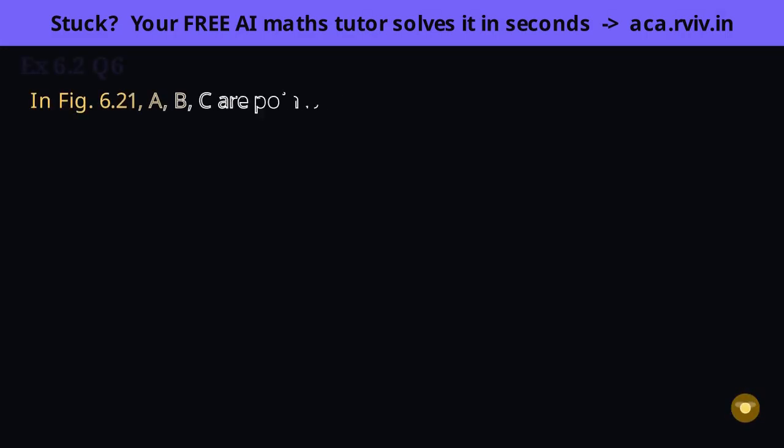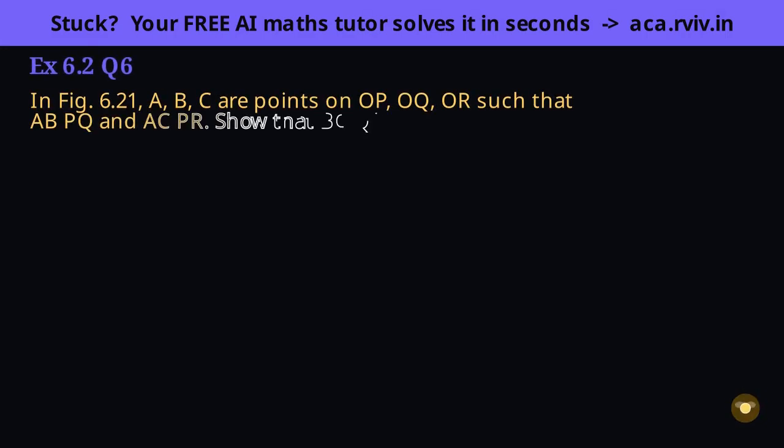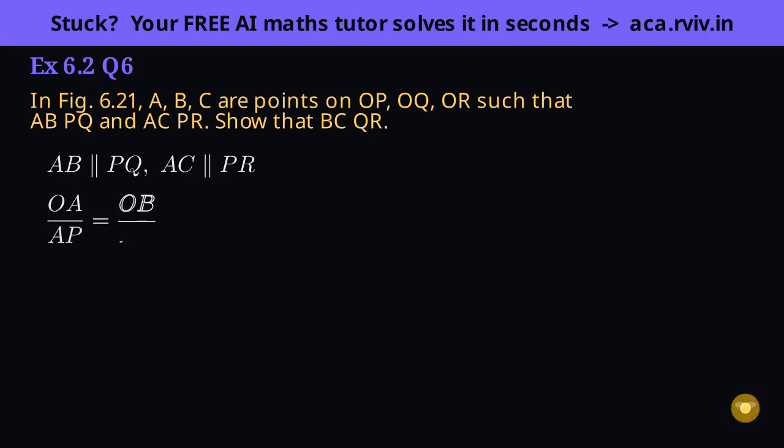Same two ratios then converse pattern, one triangle up. Set up: we want BC parallel to QR, so we build a ratio in triangle OQR using the two given parallels. In triangle OPQ, AB parallel to PQ gives a proportion on OP and OQ. In triangle OPR, AC parallel to PR gives a proportion sharing OA over AP.